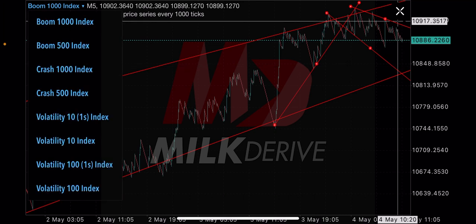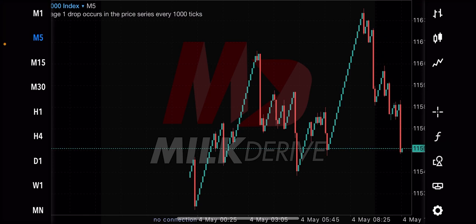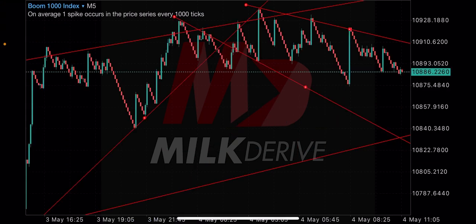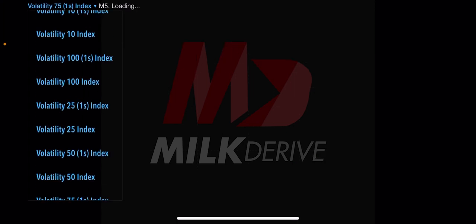It's quite easy. Okay, let's see. I've not analyzed this market before. Okay, so here there was a breakout and a retest. So of course the market is expected to sell, and then here's a TP. Let's do the same for crash 1000 if it's going to load well.